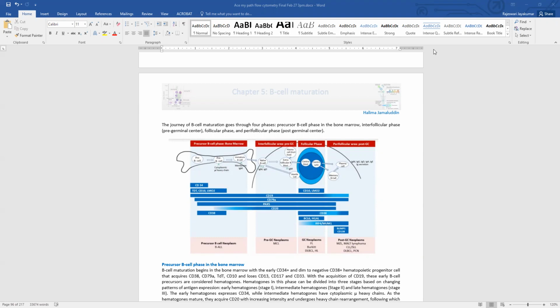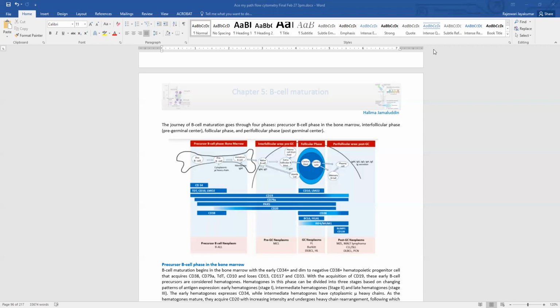And now when they go through the stages of hematogones, like early hematogones, intermediate hematogones, late hematogones, they slowly start acquiring CD20, and late hematogones start expressing bright CD20, and then they express CD20 throughout their stages unless they become plasma cells.